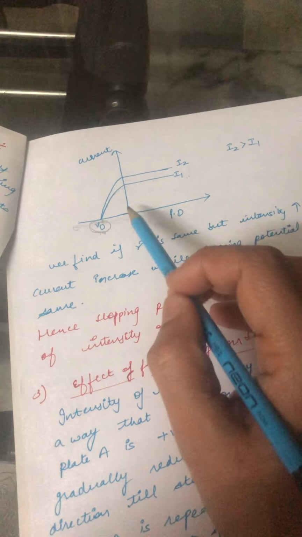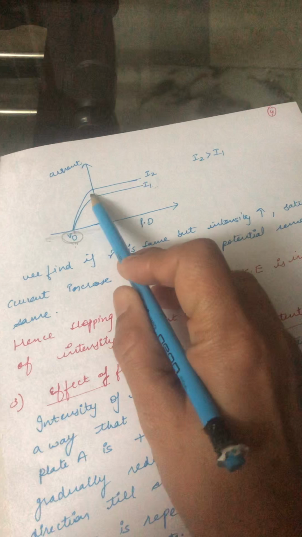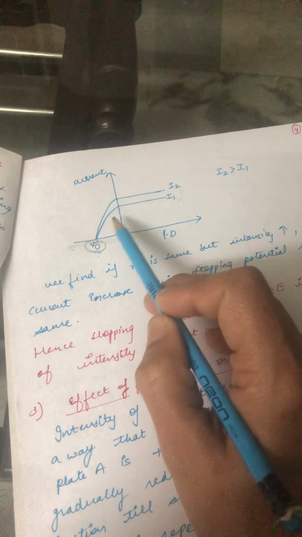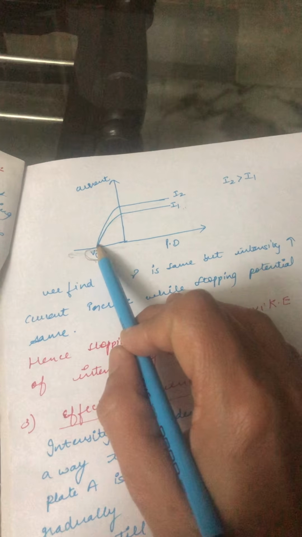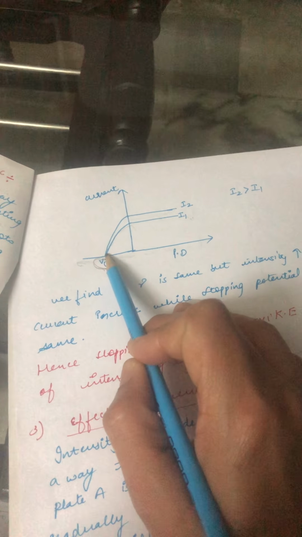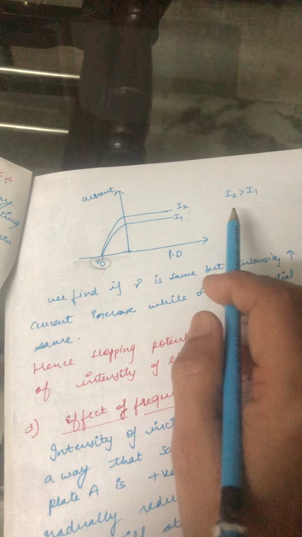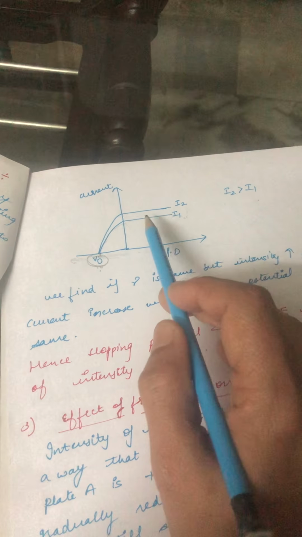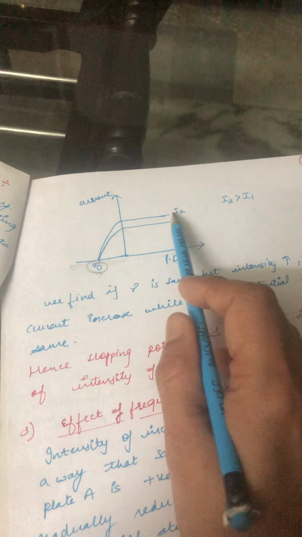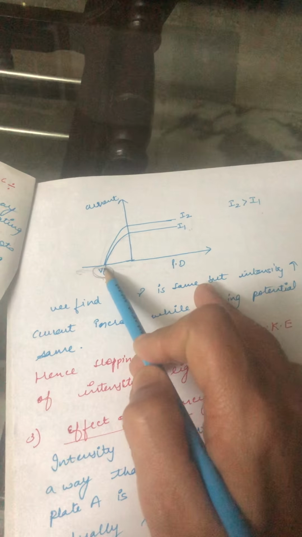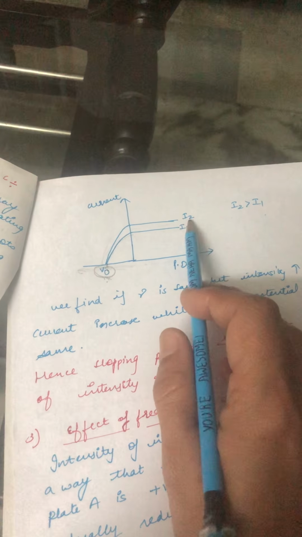So from the graph here it is clear that at V naught, which is called the stopping potential, our current will become zero. These two peaks will join here. What does this indicate? It will tell us that whatever is the intensity of light, either more or less, the stopping potential does not depend upon the intensity. For both the intensities, you can see that the stopping potential is the same. It means stopping potential does not depend upon the intensity.